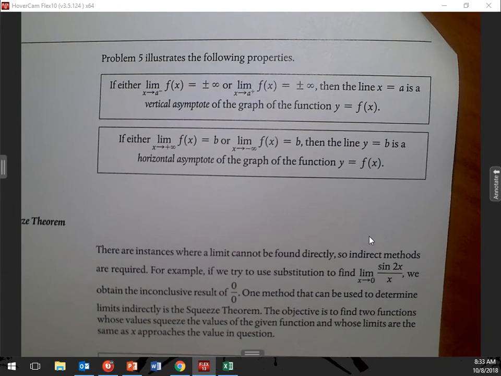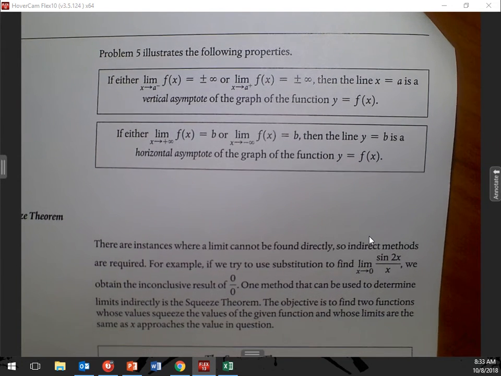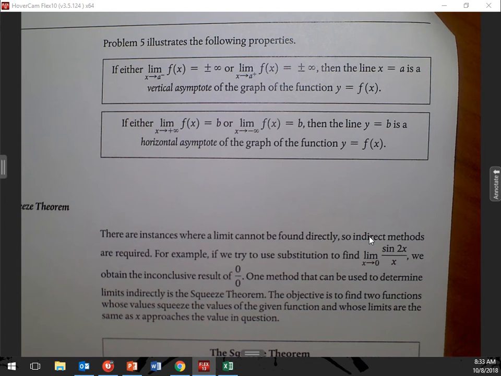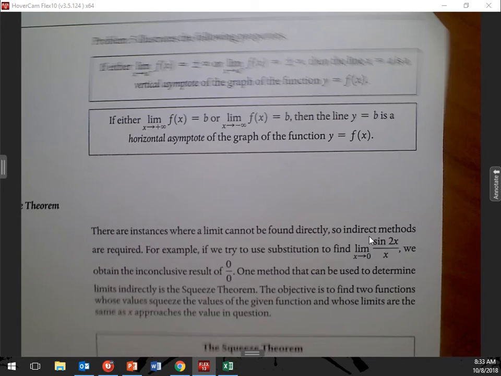Okay, so right here, limit, the line as asymptote, graph a function. Positive infinity, negative infinity, B is a horizontal asymptote. So yeah, all the good stuff. Okay, squeeze theorem.